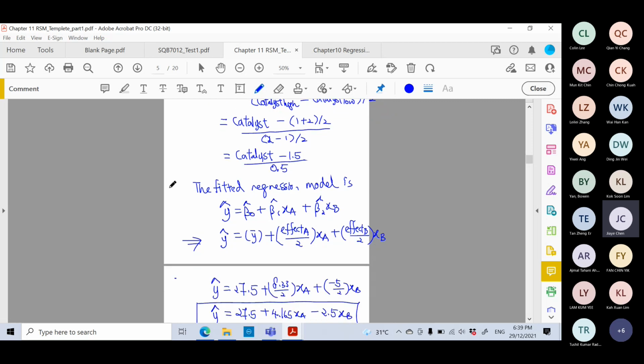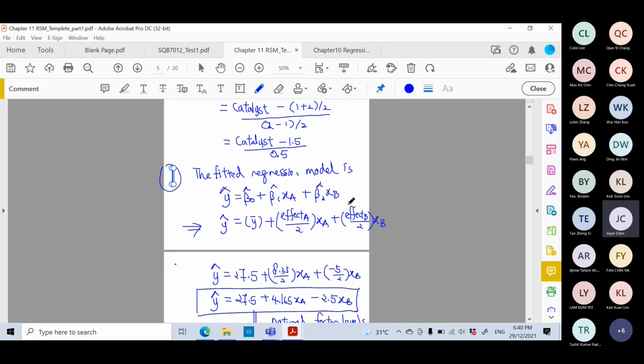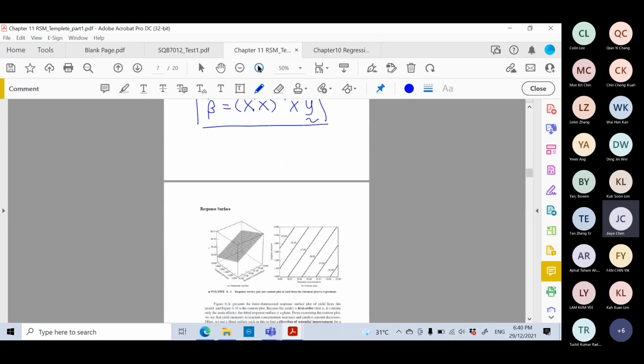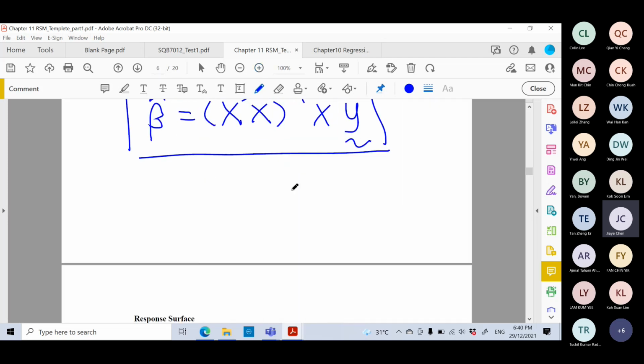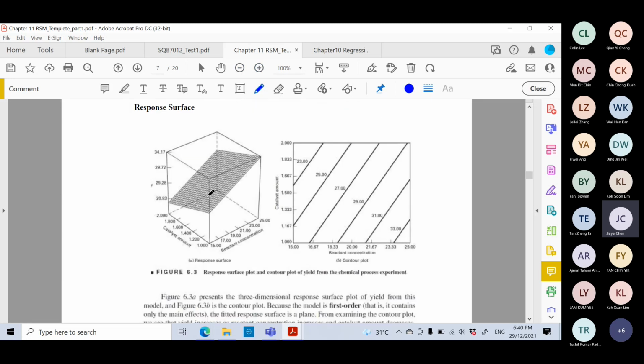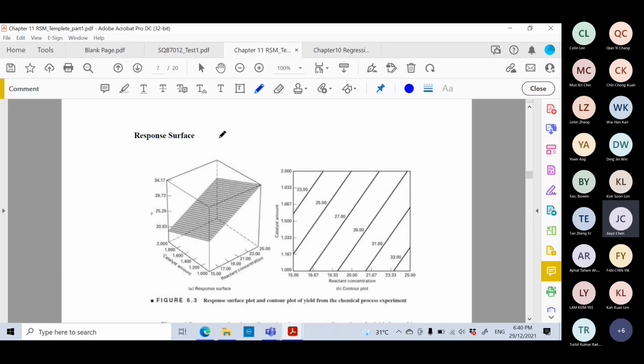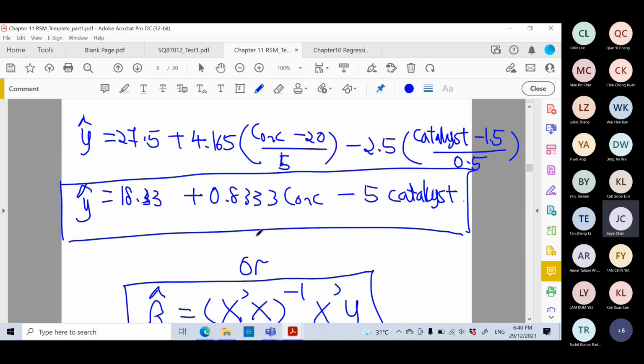If I want to fit the first one, a linear regression with just the main effects, okay, so if you observe, this is a diagram. We fit the linear model. This one is the diagram that you have. If you draw the response surface, this is the equation here. The fitted equation will be given by y hat, which just now was in terms of the catalyst and the concentration.